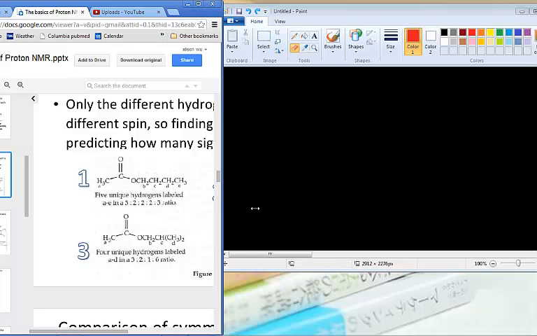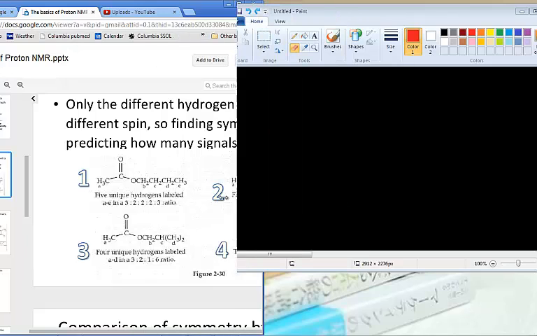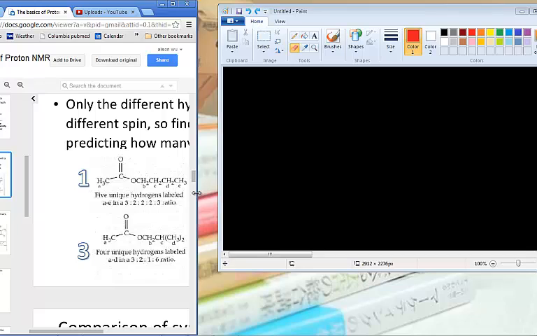Okay, so we were left off here. Now we're going to look at the first example on identifying unique hydrogens. So if you were to look at this molecule, the first hydrogen right here.